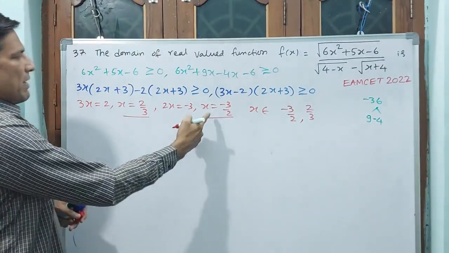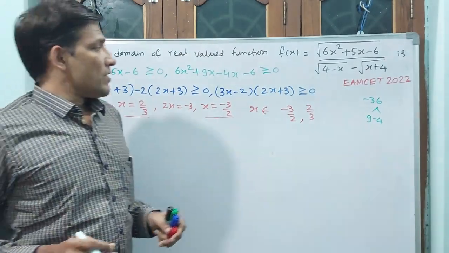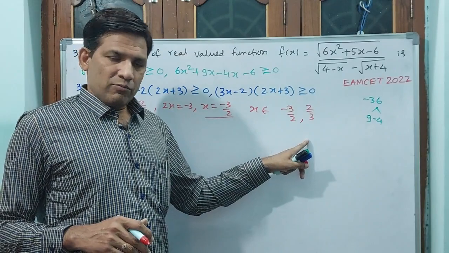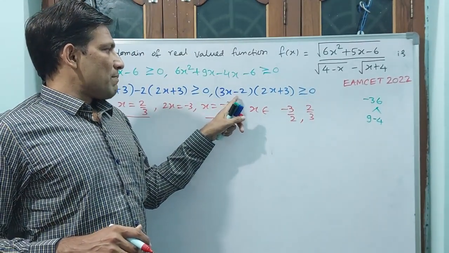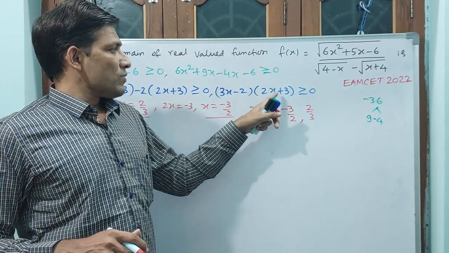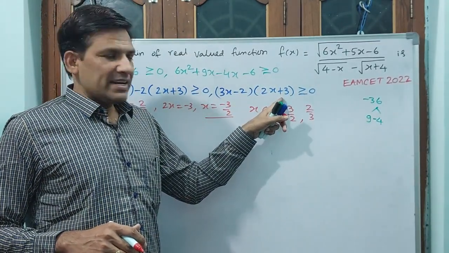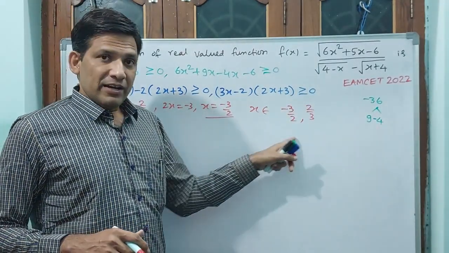Okay, the values are minus 3 by 2 and 2 by 3. Do we apply 0? Why? Because 0 is in between both of them. If you apply 0, what will happen? Minus 2 plus 3, minus 2 into 3, minus 6. Minus 6 is not greater than 0. That is why you should not take in between.